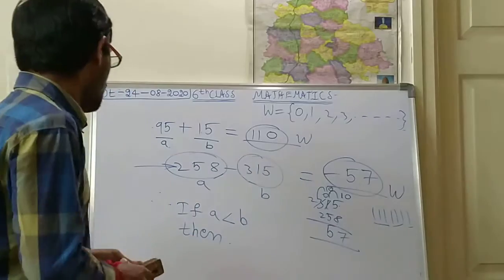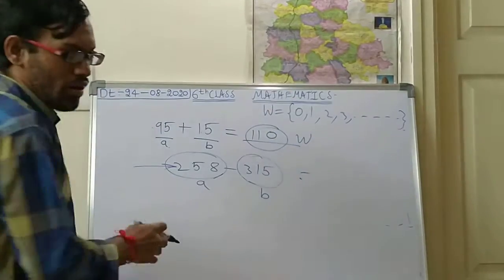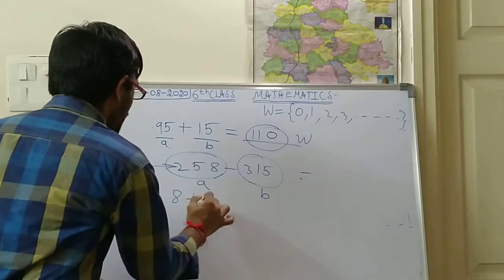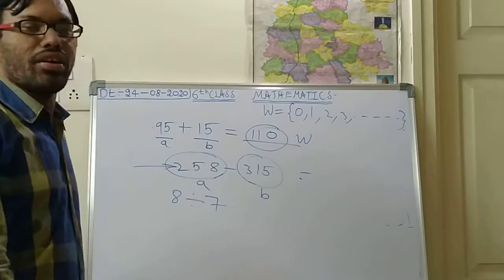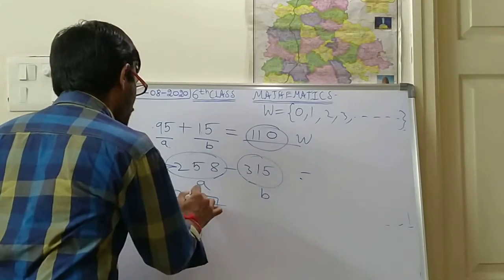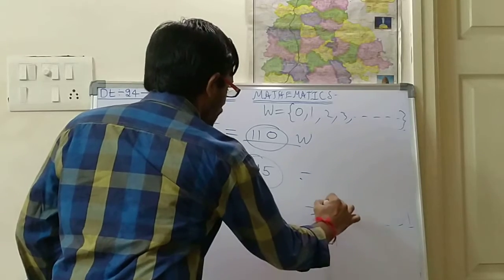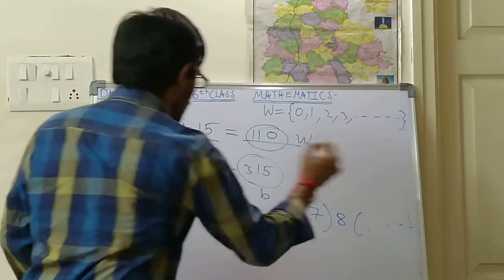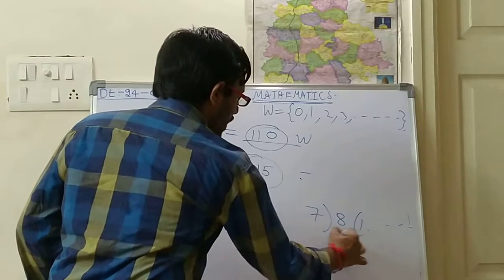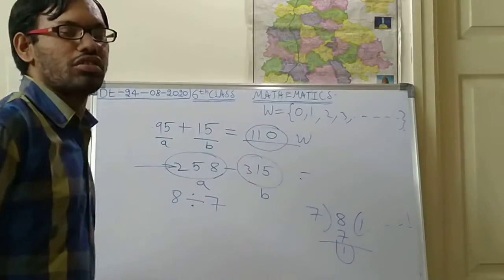And one more problem I want to say, that is 8 divided by 7. After doing this, what have many of you done? You have done 7, as usual 7, 8. So after taking 7 ones is 7, 8 minus 7 is 1. Up to here only you should stop.